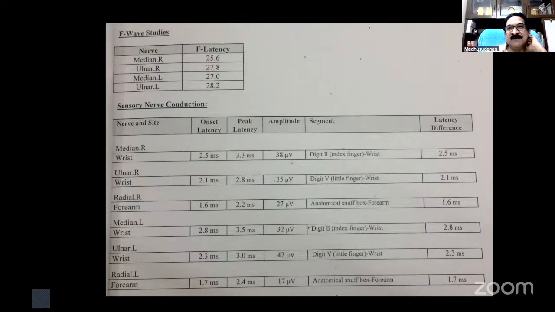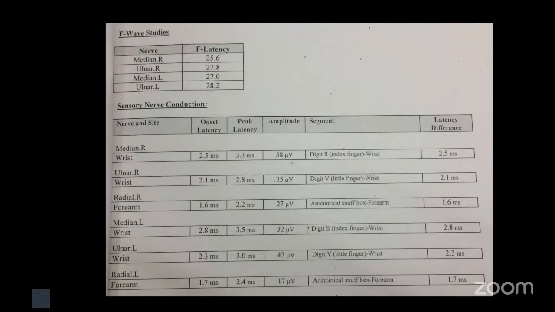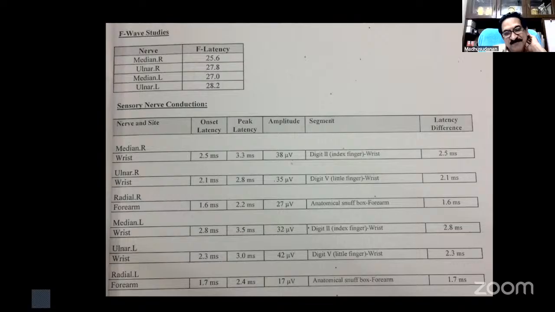But in posterior interosseous palsy usually NCS will be normal. It can be affected if the extensor indicis is significantly affected. Here, extensor indicis is not affected. It is affected, but only very minimally.